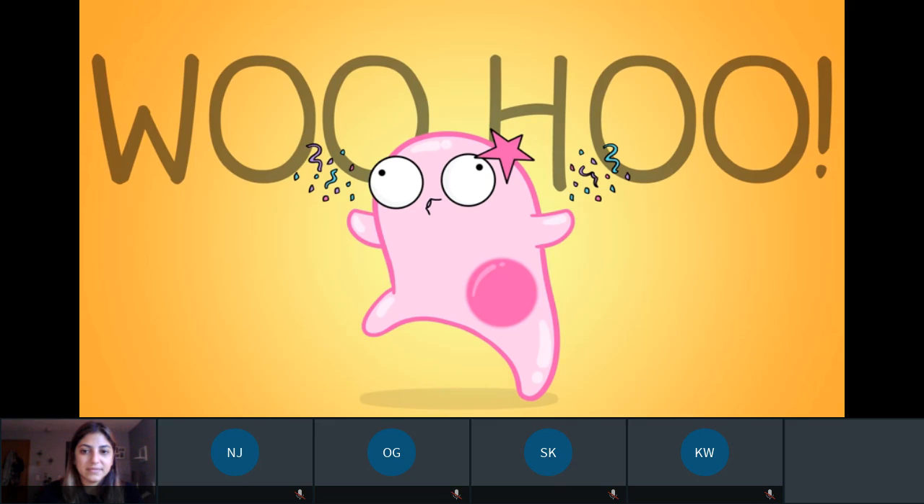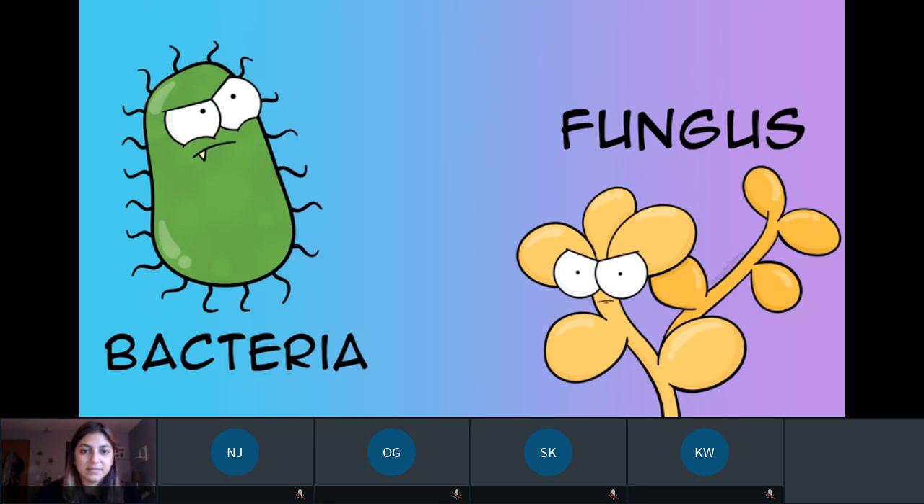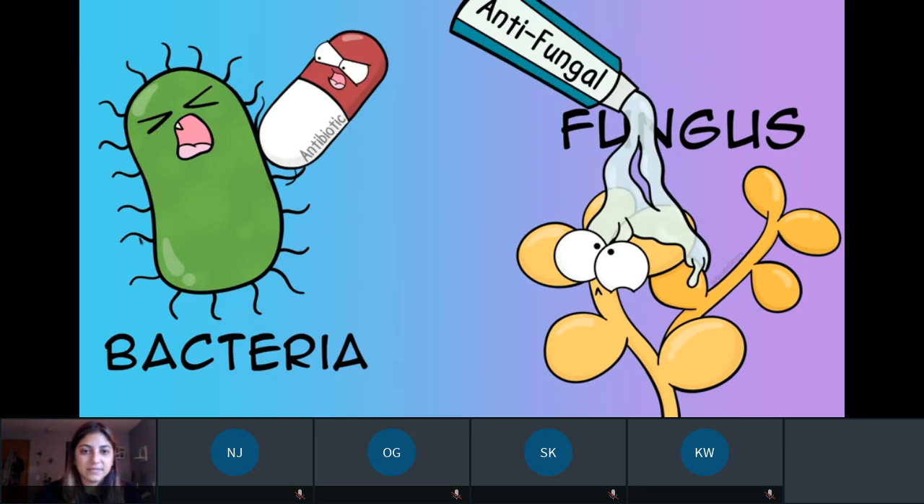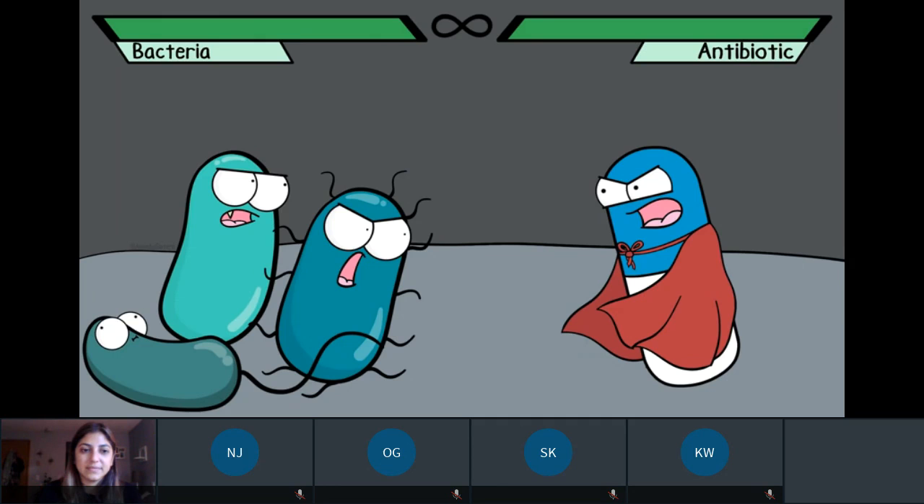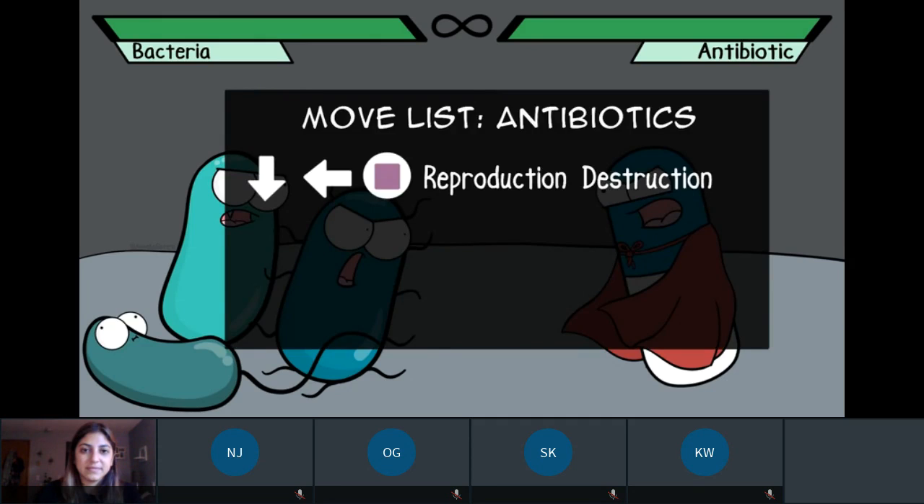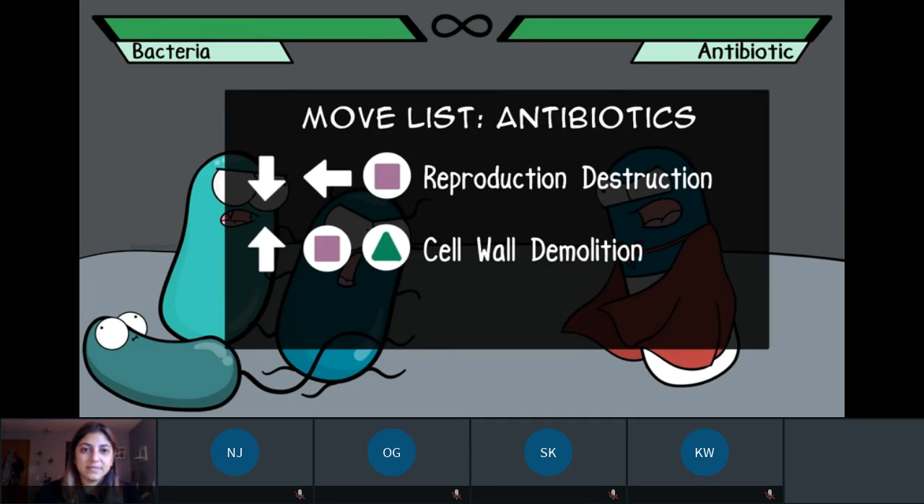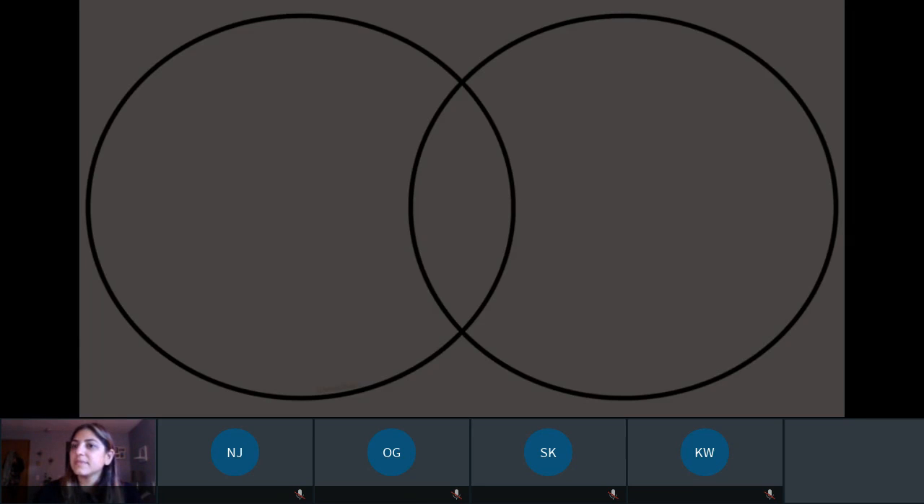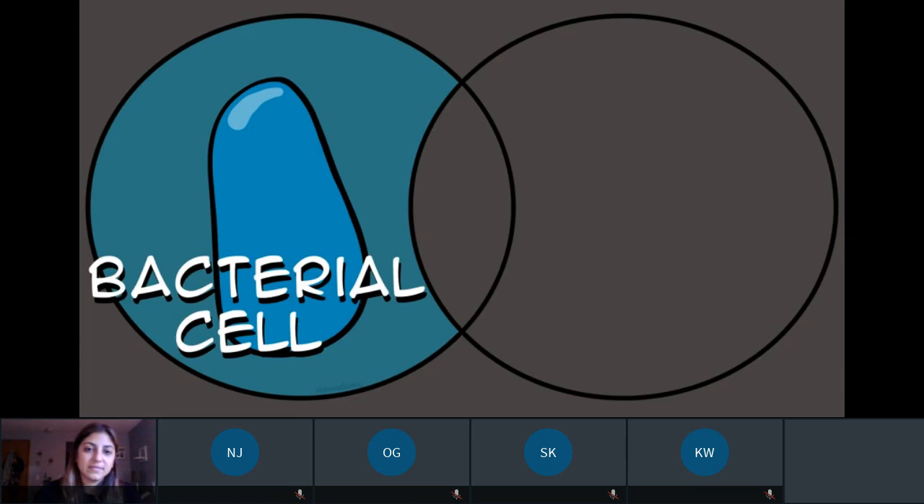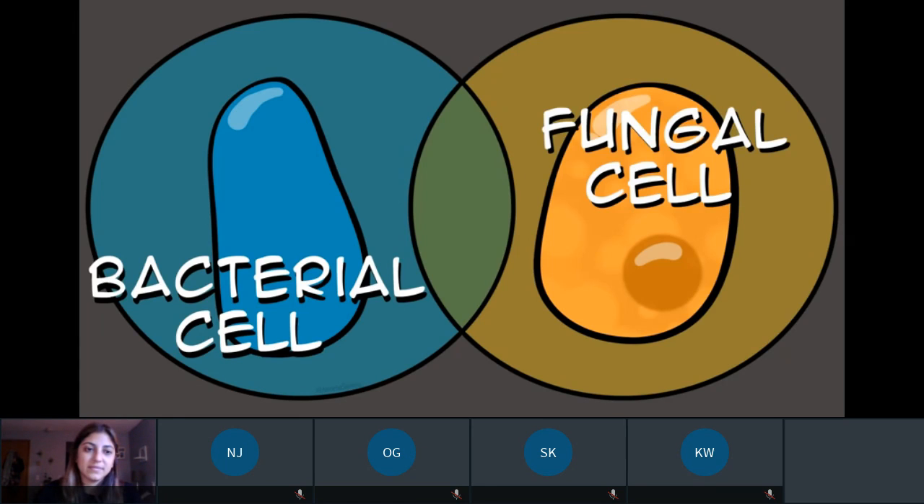So it made me wonder, what made it different from the bacteria that had made me sick in the past? Why wasn't I given antibiotics? Well, antibiotics target bacteria. Antibiotics can destroy bacteria by affecting their ability to reproduce, damaging their cell walls, or interfering with their ability to make proteins that they need to survive. Just some examples. But it turns out bacterial cells and fungal cells are very different cell types.